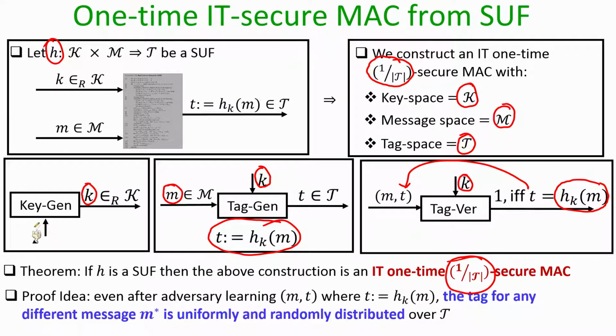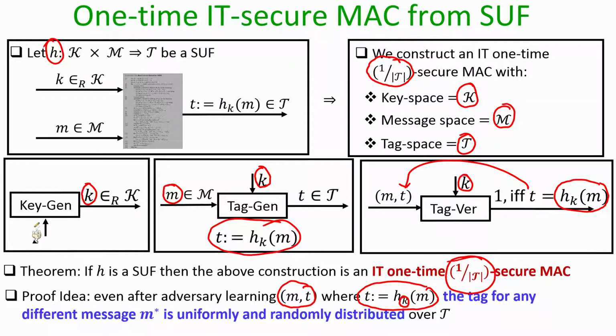And the basic proof idea here is that imagine there is an adversary who is computationally unbounded and who has seen an authentication of a message M. That means, say it has queried for the tag on a message M and it has seen the tag T, and it knows that as per the construction the tag T that it has seen is the value of the SUF on the message M, but under the unknown key k. So, the key is not known to the adversary, and from the viewpoint of the adversary, the key is a uniformly random element from the key space.